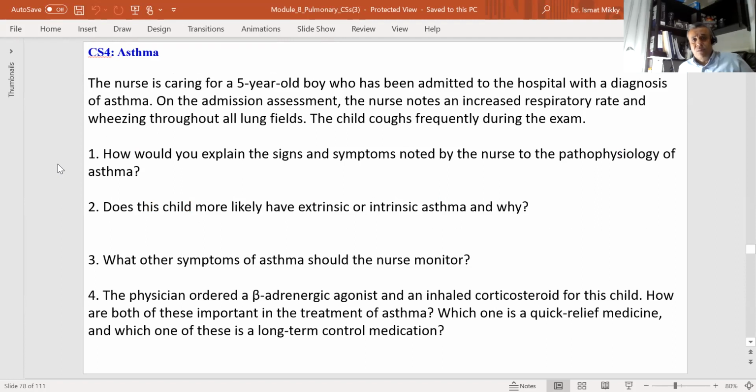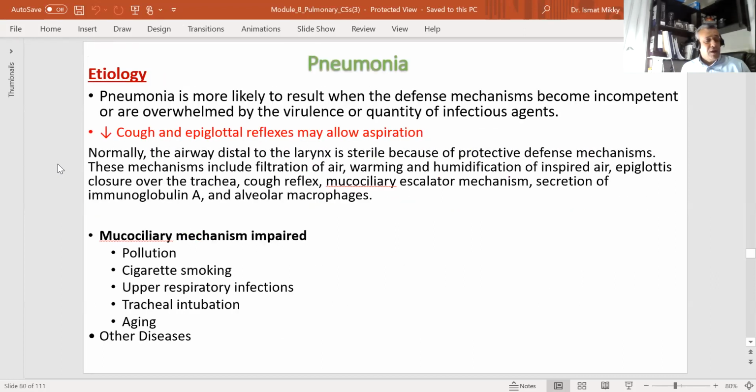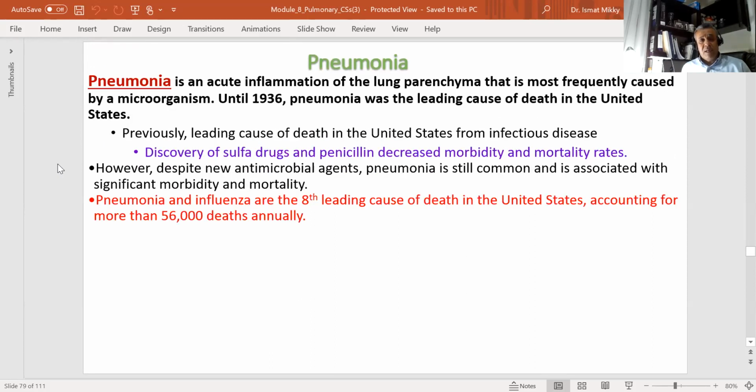So that's about a 5 year old boy who has been admitted to the hospital with a diagnosis of asthma. The nurse notes the increased respiratory rate and wheezing throughout all lung fields. The first question, how would you explain the signs and symptoms noted by the nurse to the pathophysiology of asthma? Now, asthma is an airway disease. So there's a hyperresponsiveness of the airway.